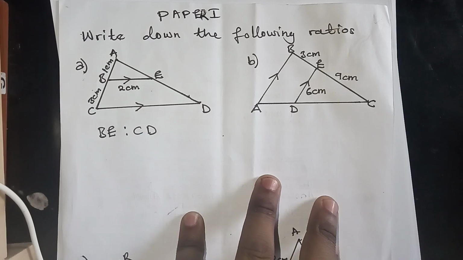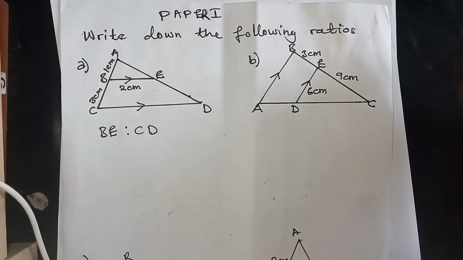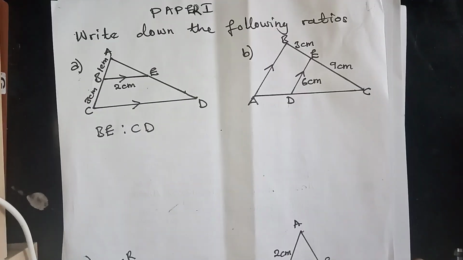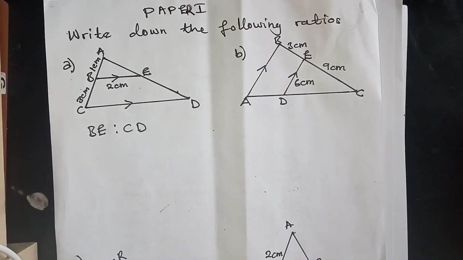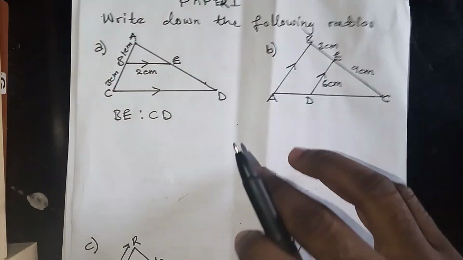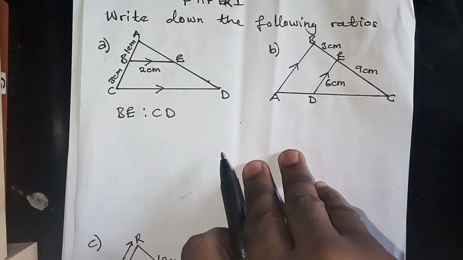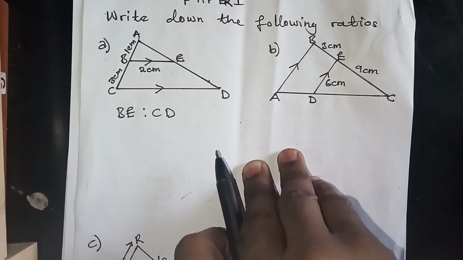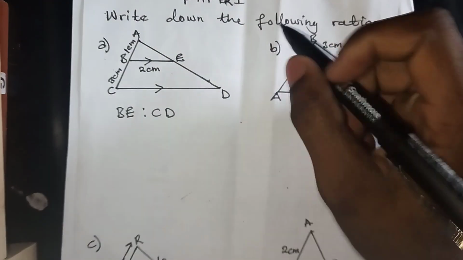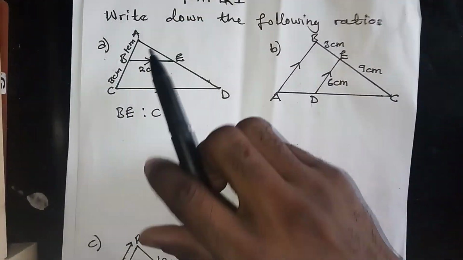Okay, so let me just say this topic is one of the easiest in mathematics, but I don't know why a lot of students find it confusing. So I'll try to make it as easy as possible by separating these things first. So this is typical of paper 1, by the way.